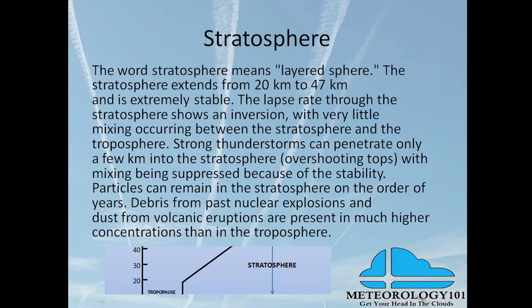A very unstable layer. So particles can remain in the stratosphere on the order of years. Debris from past nuclear explosions and dust from volcanic eruptions are present in much higher concentrations than in the troposphere. So because it is a stable layer, that will just sit there.